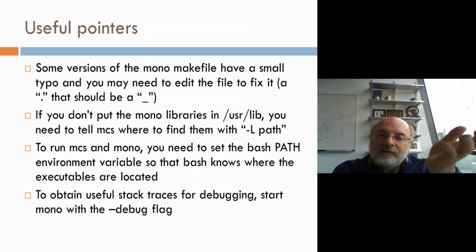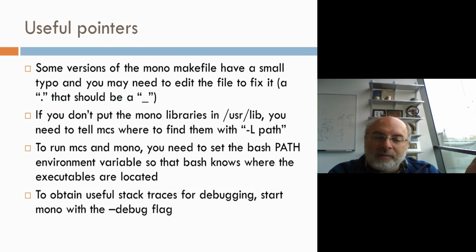Some types of Mono installs are going to have a little bit of trouble. One of them is really stupid. I don't know why they haven't fixed this, but for a full year, the Mono make file has had an error in it, which is an underscore that should be a dot, or maybe it's the other way around, a dot that should be an underscore, and the make file crashes. You have to fix that. Just track it down and edit that line.